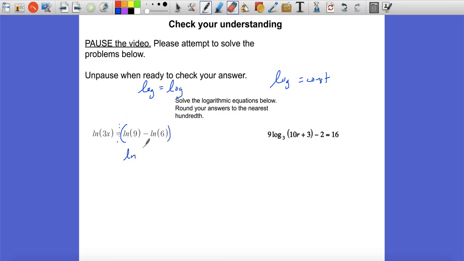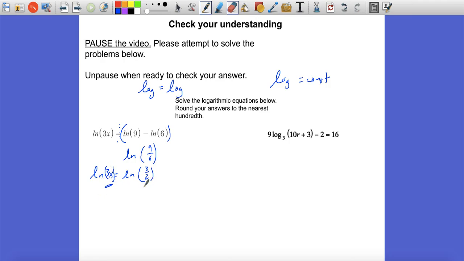So it's going to be natural log of 9 over 6, which I could simplify into natural log of 3 over 2, if I divide each by 3, just reducing. So I've got natural log 3x equals natural log of 3 over 2. Now that they're the same and both expressed as a single log, I can drop my logs and set the arguments equal to each other.